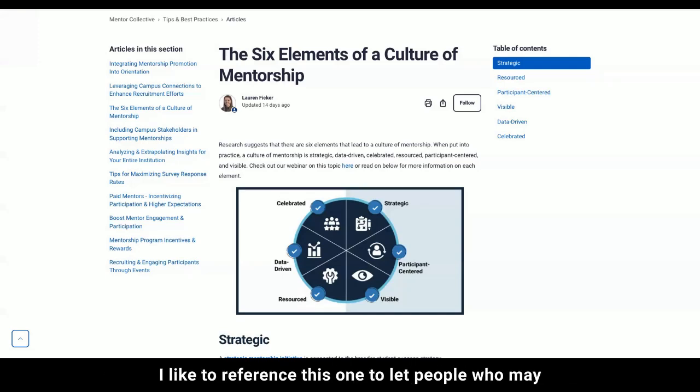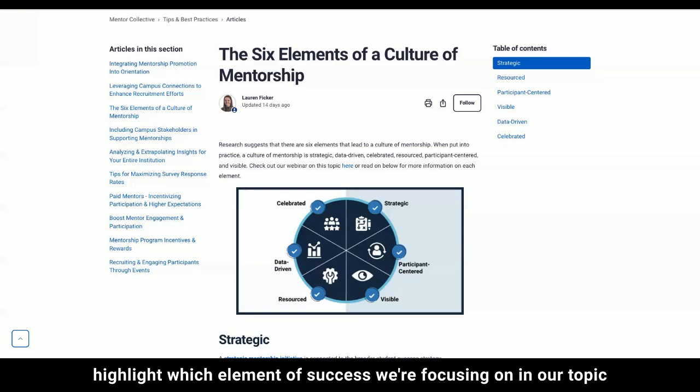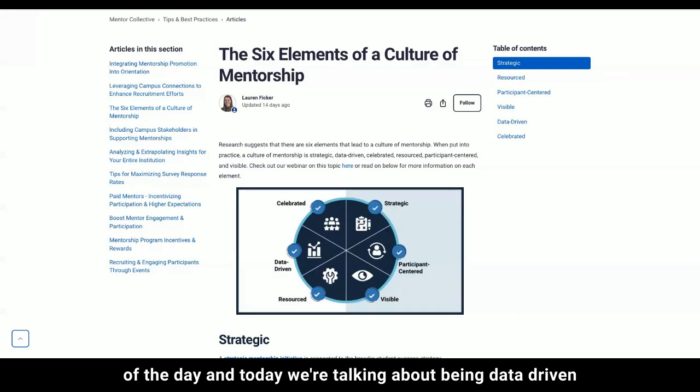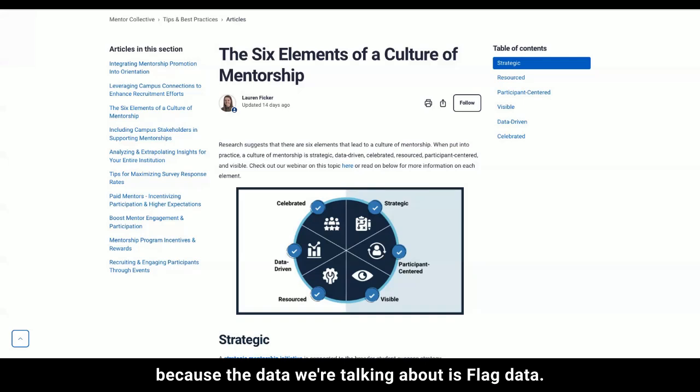I like to reference this, one, to let people who may not be aware of it know about it, but also to highlight which element of success we're focusing on in our topic of the day. And today we're talking about being data driven, because the data we're talking about is flag data. These data are coming from peers. These data are coming from students themselves.